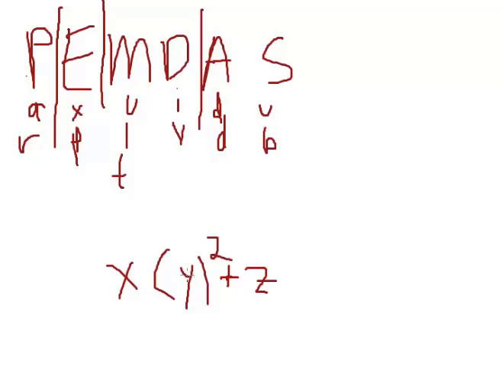Now, in this case, without any further information, you're not going to be able to do anything with these things. But if you knew what the variables were, for example, or if the variables could be broken down, you would need to do parentheses first, then exponents, then multiplication and division, and then addition and subtraction.